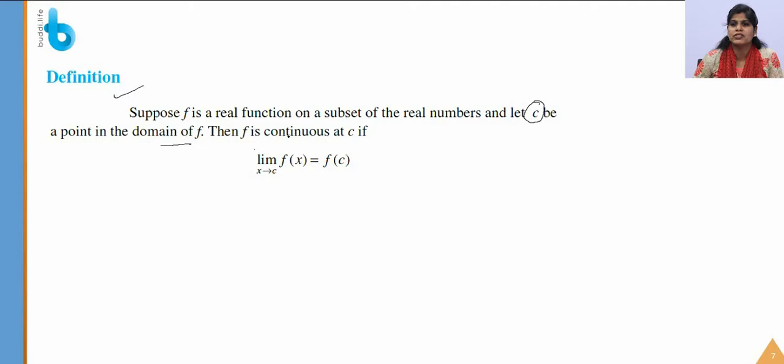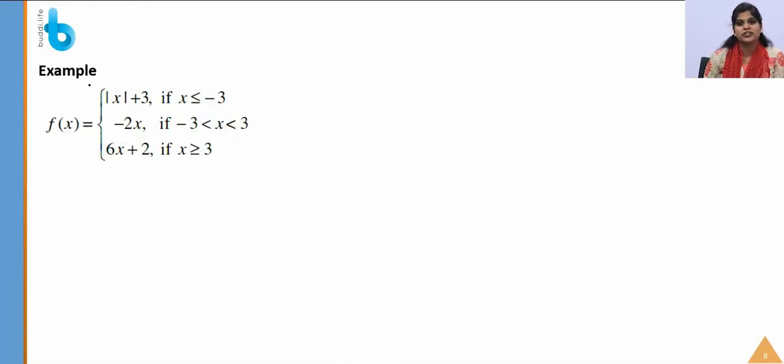Then f is continuous at C if, when f will be continuous at C, we are going to see now, limit x tends to C, f of x equal to f of C. If this becomes true, then at C your function f is continuous. Based on this only we are going to do the problems now on continuity. Now let us see an example for the continuity of a function.